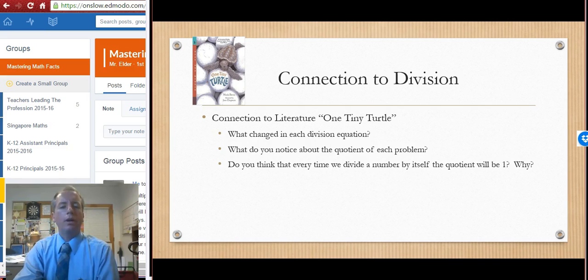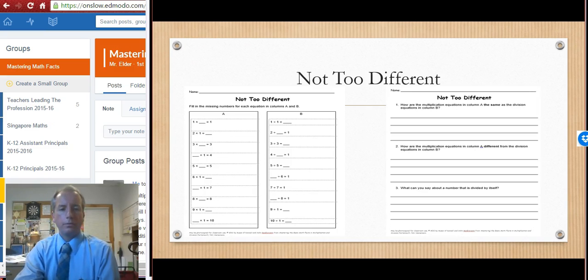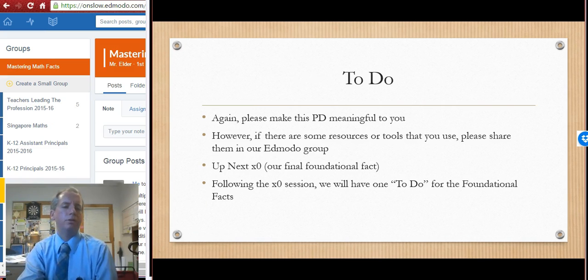When kids own the knowledge, they're able to explain it, they're able to draw it. One way to explore that is to look at how they are alike and how they are different. This is also in the digital downloads, where we're looking at the A scenarios and the B scenarios, multiplication versus division. What does it look like as a multiplication sentence? What does it look like as a division sentence?